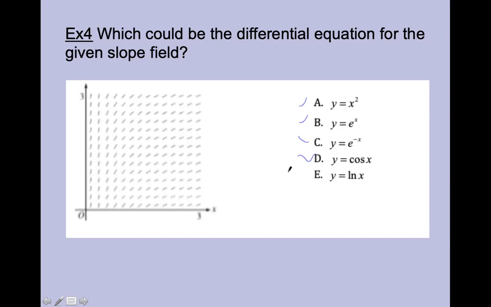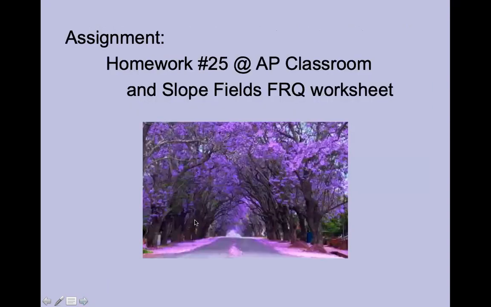So now we're left with the natural log of x. And yes, in quadrant 1, the natural log of x graph does in fact look like this slope direction. So my answer choice is E. All right, that's all we have.